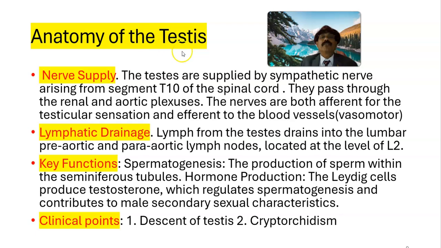Nerve supply of the testes. The testes are supplied by sympathetic nerves arising from segment T10 of the spinal cord. From the gray horn of the spinal cord, they pass through the renal and aortic plexuses. The nerves are both afferent for testicular sensation and efferent to the blood vessels, so they are vasomotor. That means sympathetic is vasoconstrictor. Lymphatic drainage: lymph from the testis drains into the lumbar preaortic and para-aortic lymph nodes, approximately located at the level of lumbar vertebra 2.